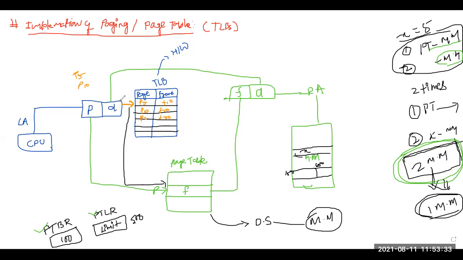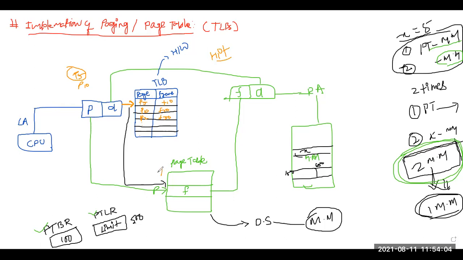Now what will happen? Suppose after some time the system again requests page number 5. Now again it is going to search in my TLB. Now there will be a TLB hit. That means the particular page is found in my TLB. So I can directly access it.